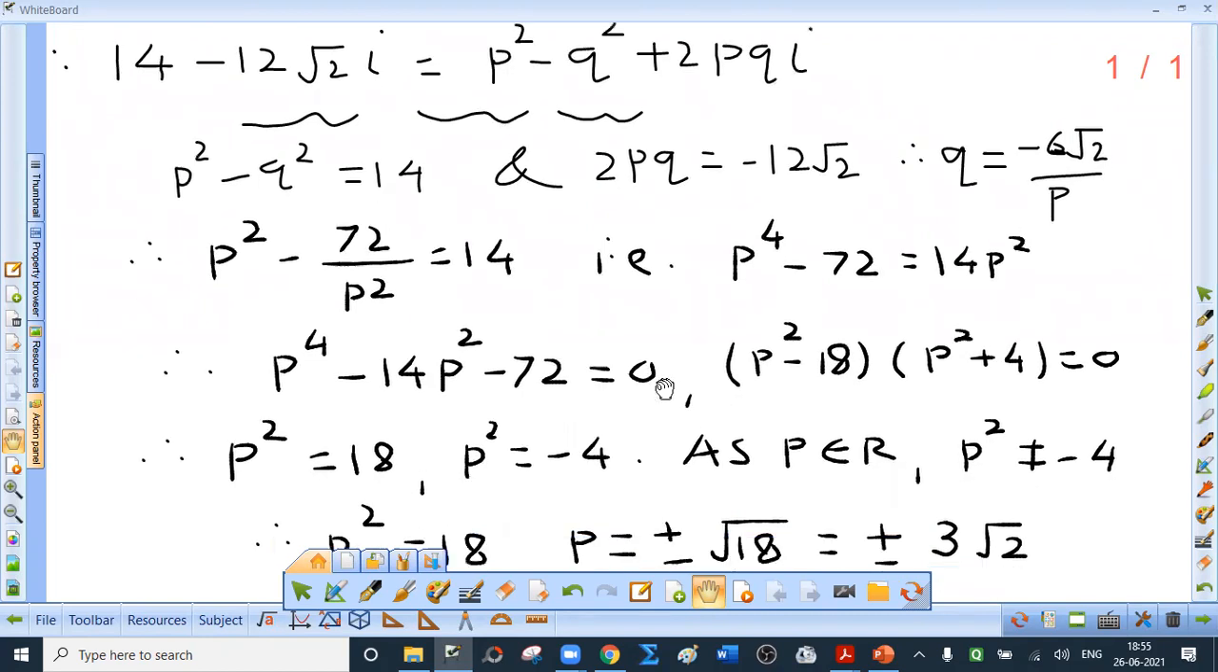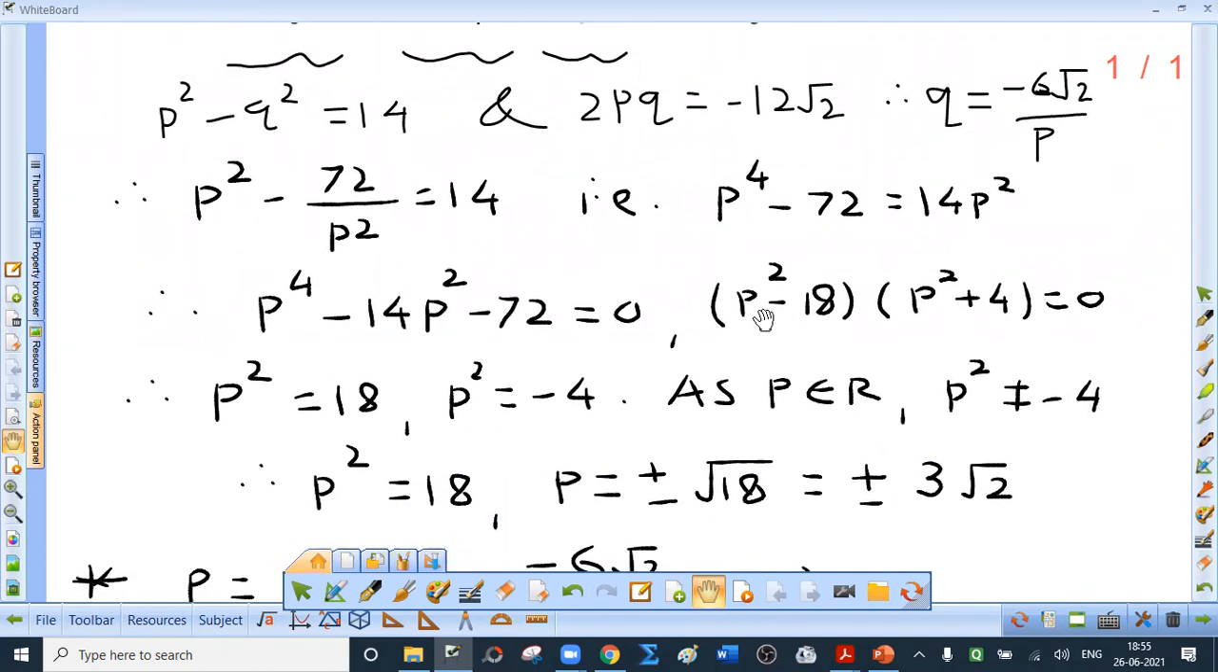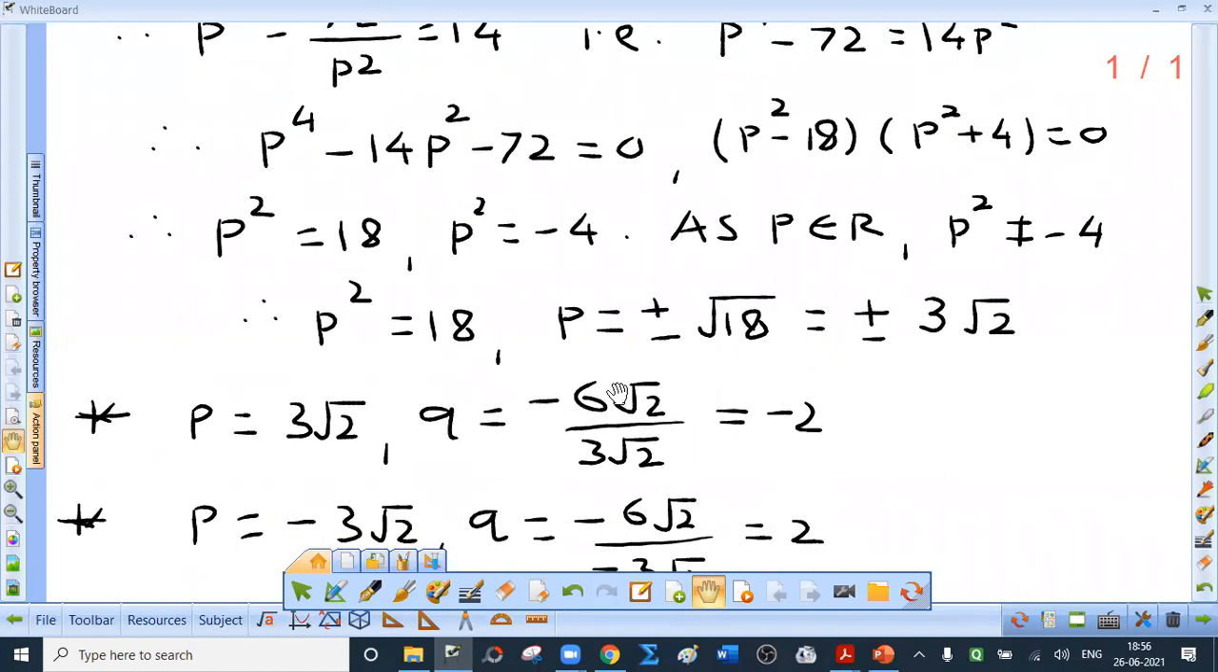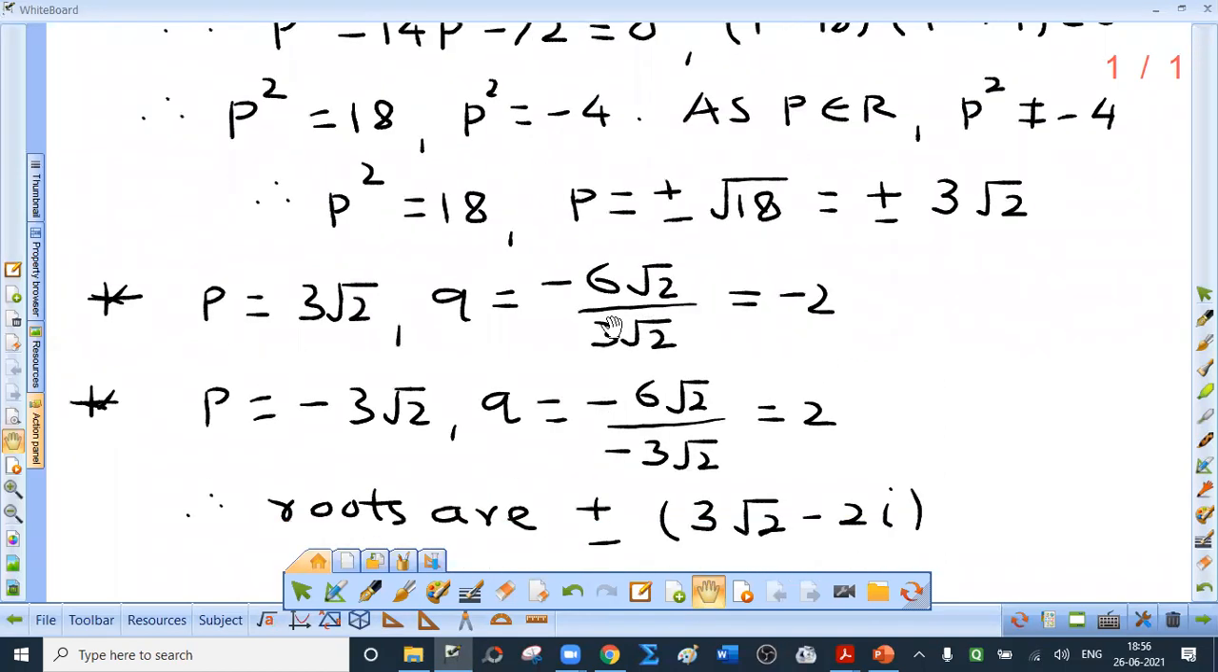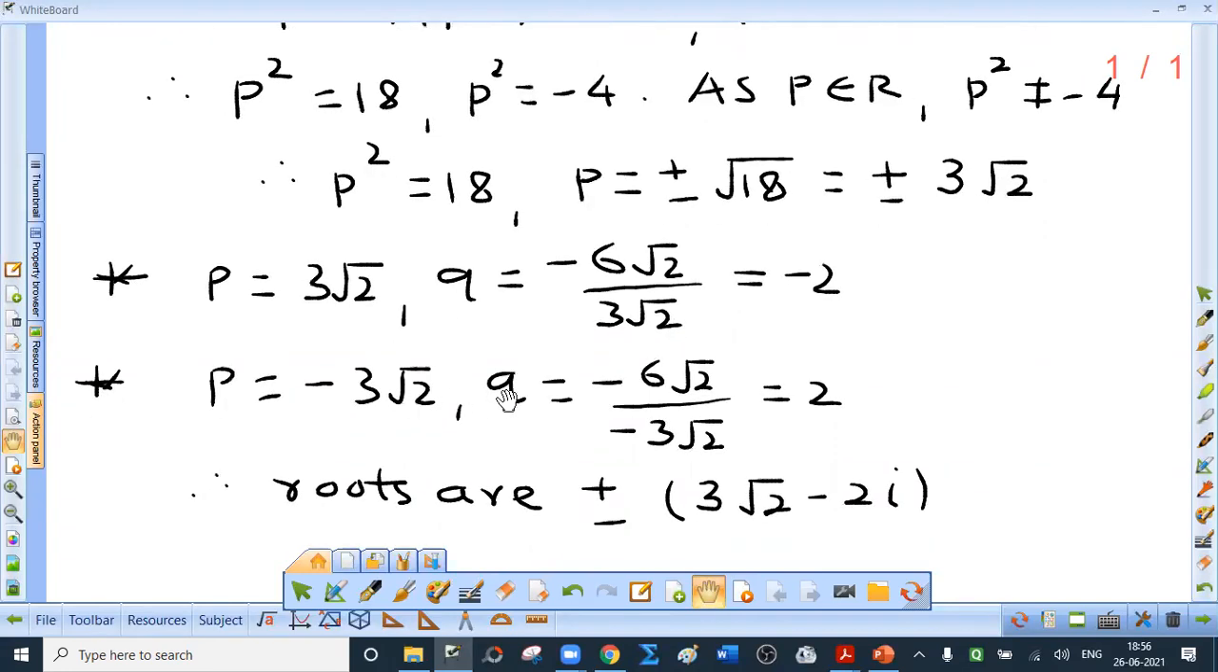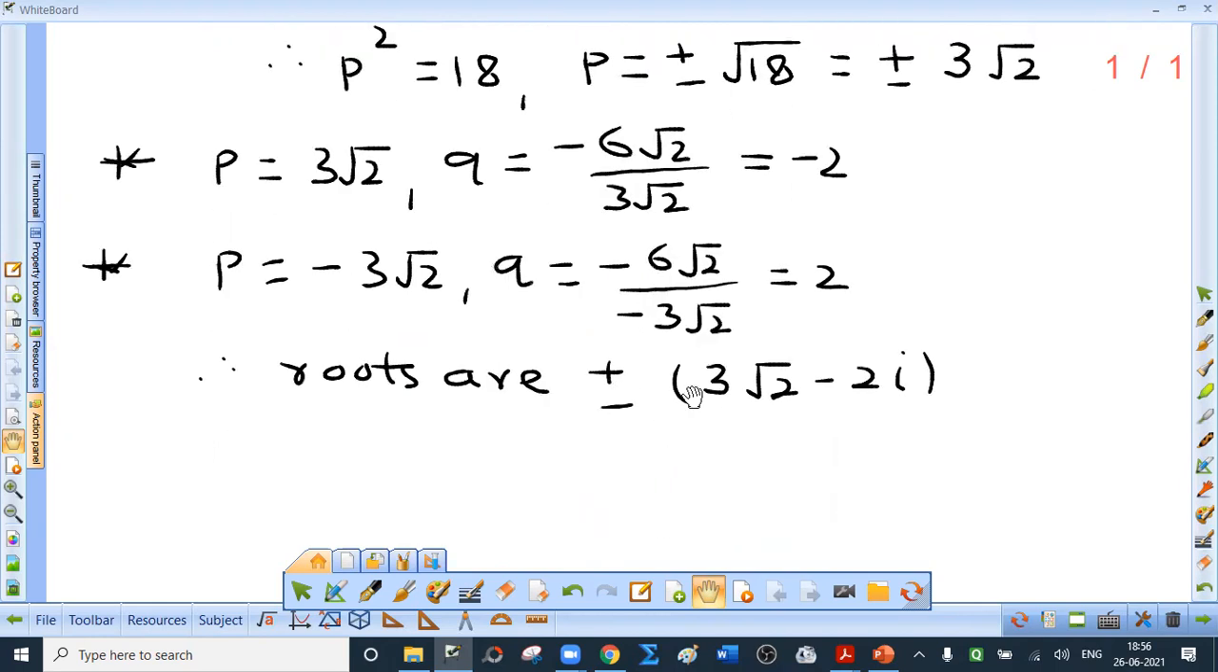Multiply by p square. This is an equation. What are the roots? What are the factors rather? P square minus 18, p square plus 4 equal to 0. So p square is either 18, p square is minus 4. You have to discard minus 4. Why? Because square of a real number is never negative. Now p square is 18. So p is plus minus root 18. That is plus minus 3 root 2. Why? Because 18 is 9 into 2. Now when p is 3 root 2, q is minus 6 root 2 upon 3 root 2, which is minus 2. And when p is minus 3 root 2, q is this. So what are the roots? Plus minus (3 root 2 minus 2i).